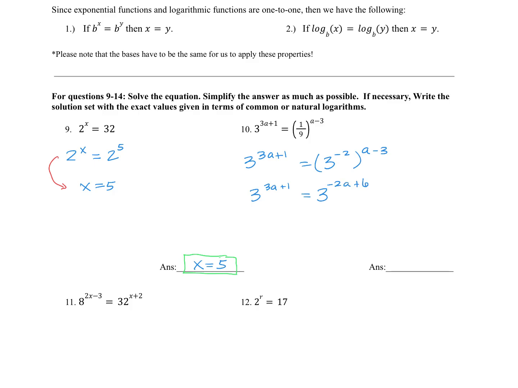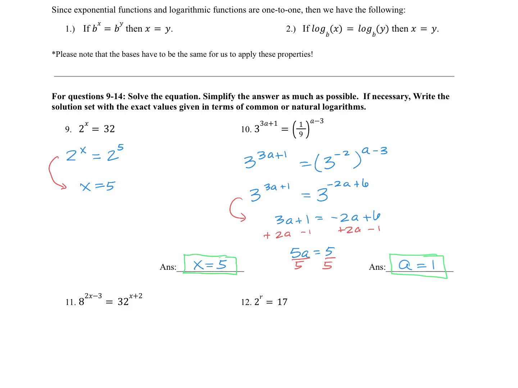And now that the bases are exactly the same, we can equate the exponents. That tells us that 3a plus 1 equals -2a plus 6. And then I can quickly solve this equation algebraically by adding 2a to both sides and subtracting 1 from both sides. And I end up with 5a is equal to 5, dividing by 5, of course, to get the a. And I get a equals 1. So that's the solution for that exponential equation.